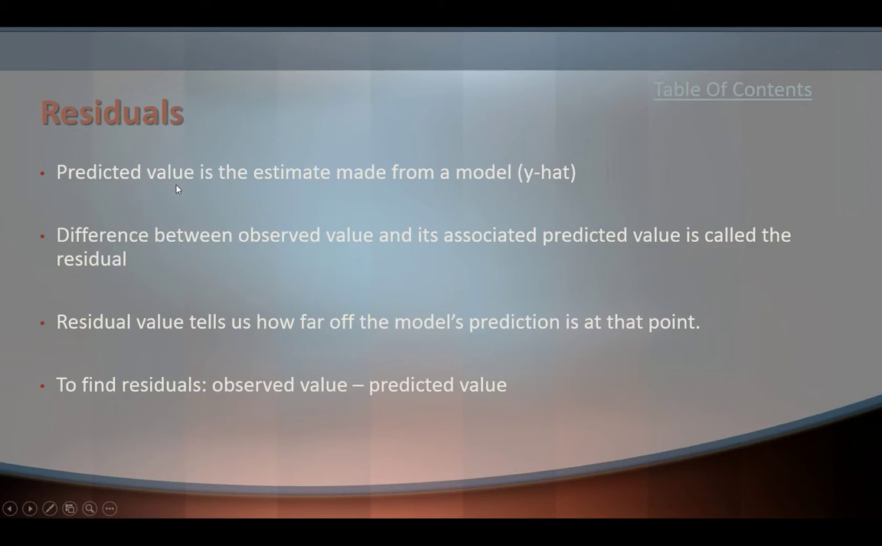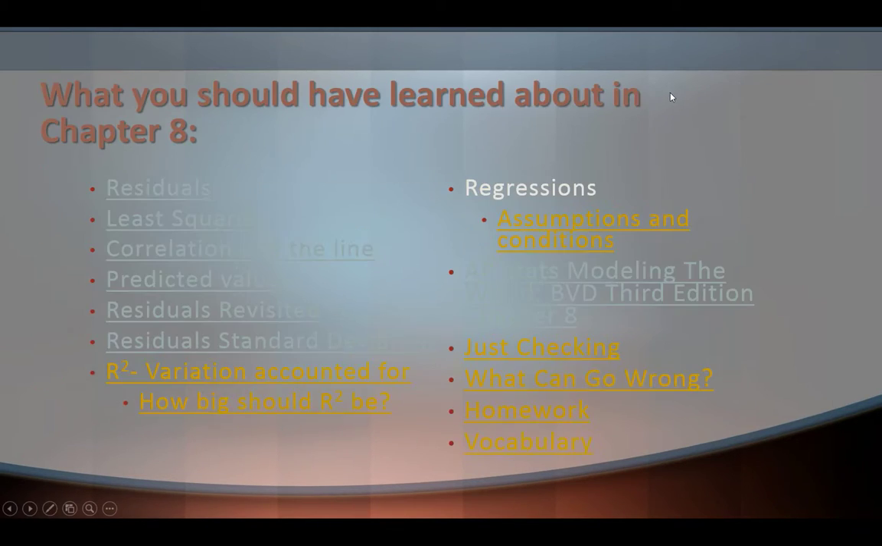Residuals. A predicted value is the estimate made from a model, y hat. The difference between the observed value and its associated predicted value is called a residual. Residual values tell us how far off a model's prediction is at that point. To find a residual, it's observed value minus predicted value. Again, just the main points of that section of the book.